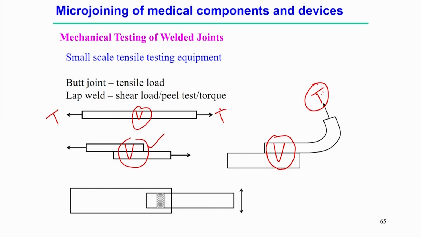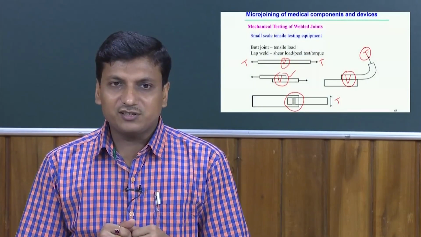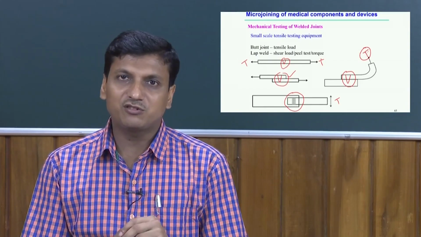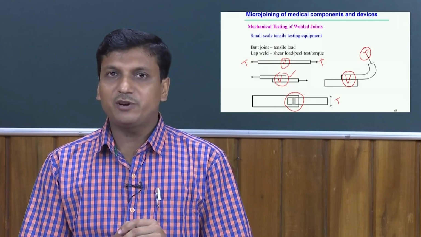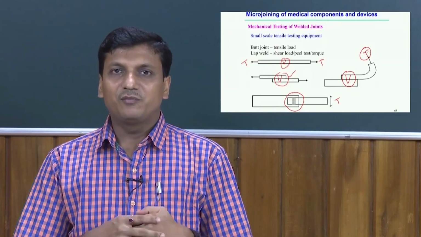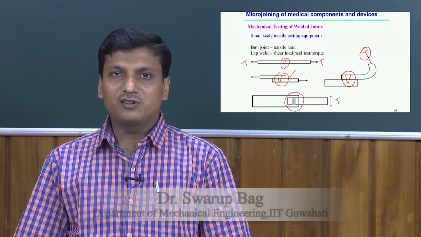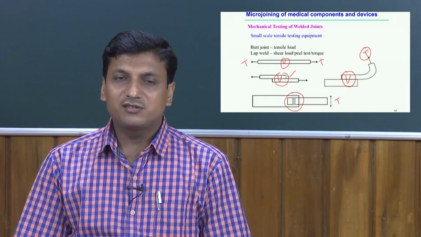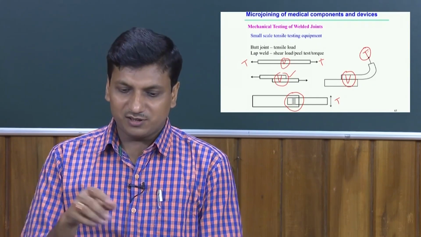Finally, it is also possible to do some torque test. In the lap joint configuration, we can apply the torque to find out the joint strength, and we can do the failure analysis. So, like conventional welding processes, even for micro welding applications, these are the typical tests: in the butt joint configuration or the lap joint configuration, the weld joints are subjected to different kinds of tensile load, shear load, peel test, or application of torque, from which we can deduce mechanical properties or failure analysis typically used for medical devices.